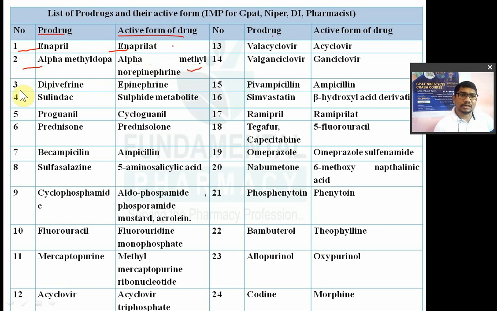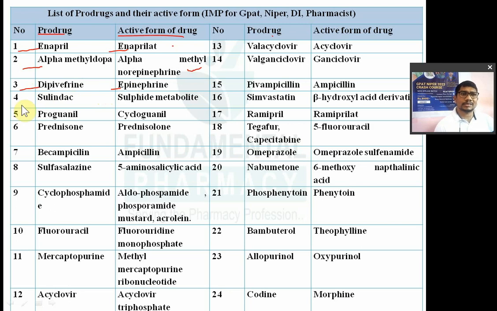Another example is dipivefrin. Dipivefrin is another synthetic derivative of norepinephrine. Dipivefrin is converted to epinephrine. Epinephrine मतलब adrenaline. देखो adrenaline is known as epinephrine, noradrenaline is known as norepinephrine. So dipivefrin is converted to epinephrine.